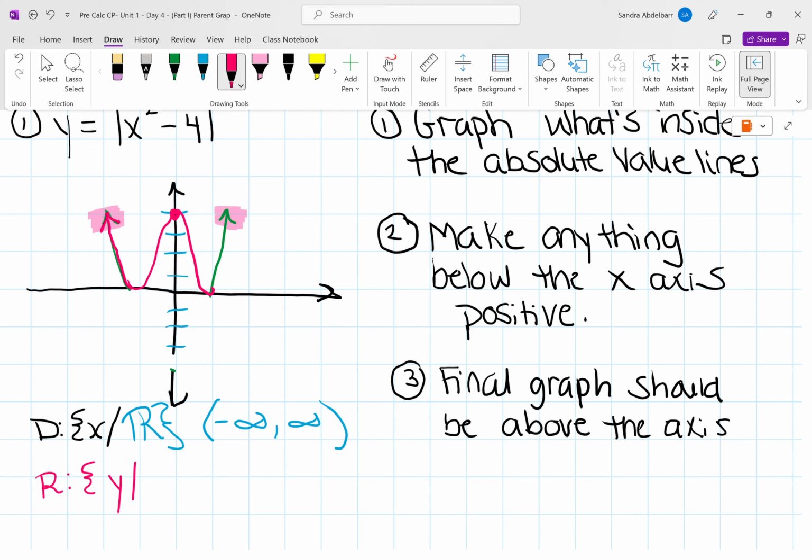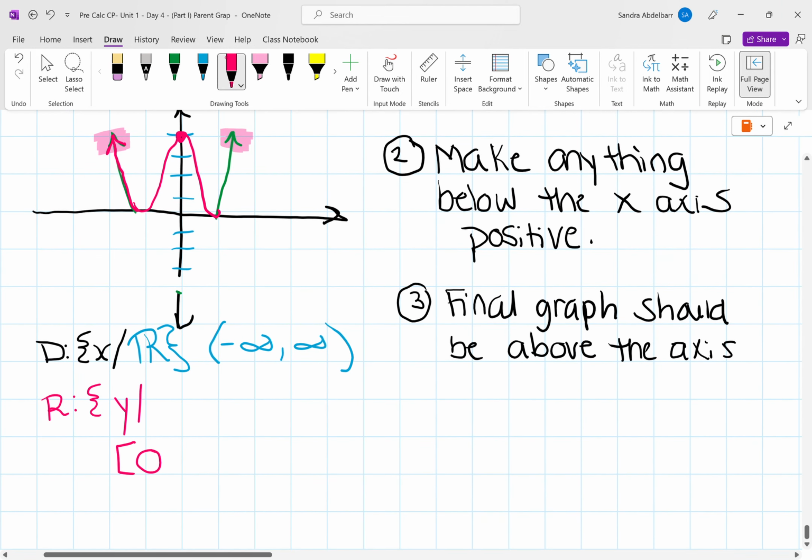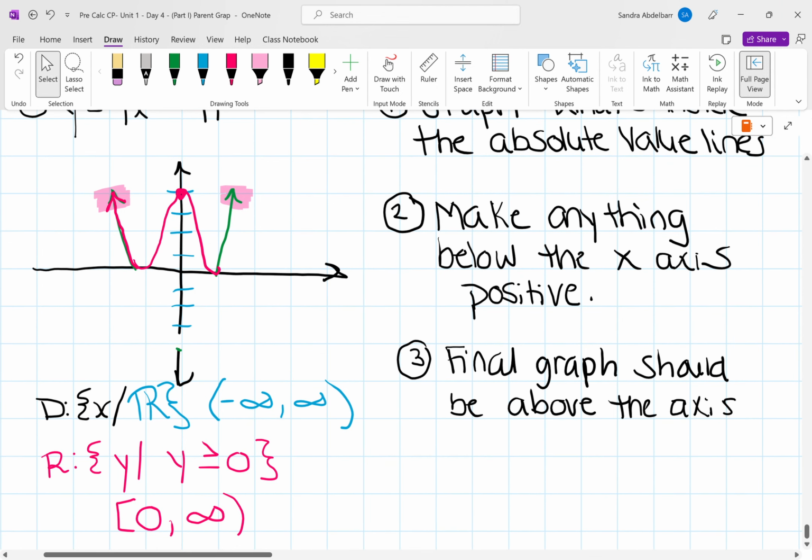Kiefer, tell me, what'd you get for the range here? The bracket 0. Perfect. In interval notation, it's 0 to infinity. If we wanted to write it in set notation, y such that y is greater than or equal to 0. What's wrong, Maya? You okay? I don't get how it's 0 to infinity. Stops at a certain point. So what we're doing is we're looking at our lowest point in the graph. What's our lowest point in the graph? 0. What's the highest point? Arrows.